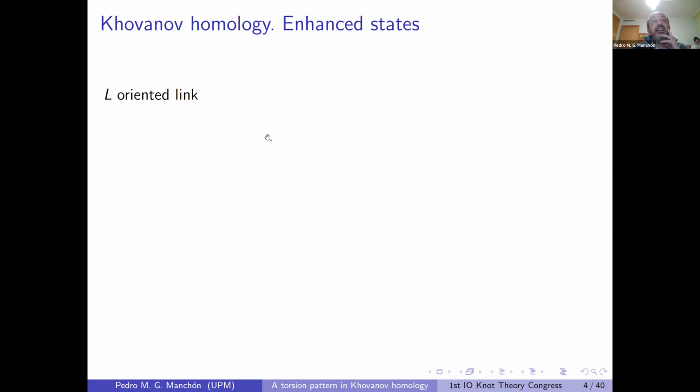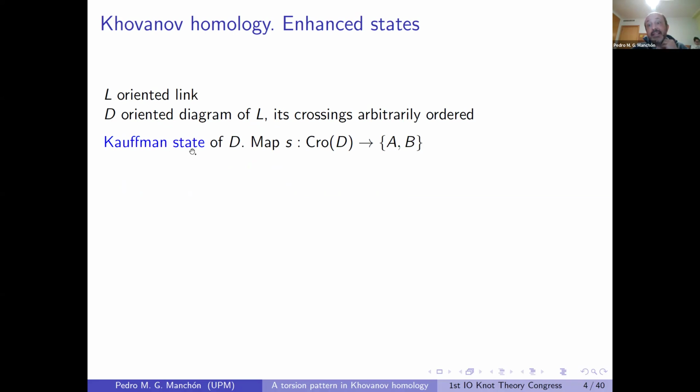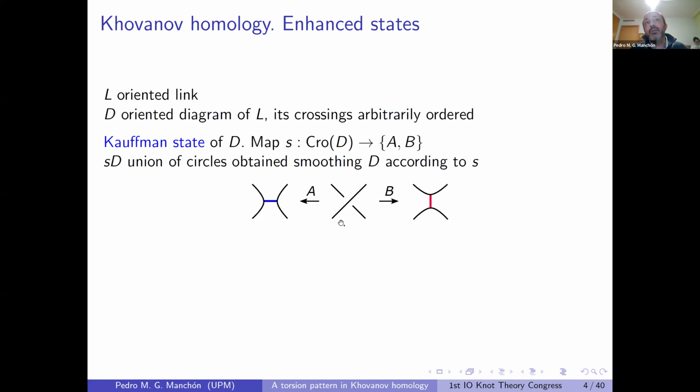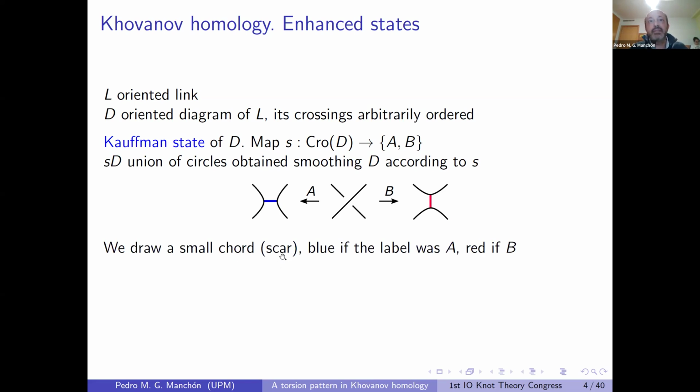Let L be an oriented link, and D an oriented diagram of L, with its crossings arbitrarily ordered. A Kauffman state is a map from the set of crossings of the diagram into a set of two labels, let's say A and B, usually also 0 and 1. SD is the union of circles obtained by smoothing D according to the state. When we do the surgery, we leave a small core. We call it a scar. This scar is blue if the label is A, red if B.